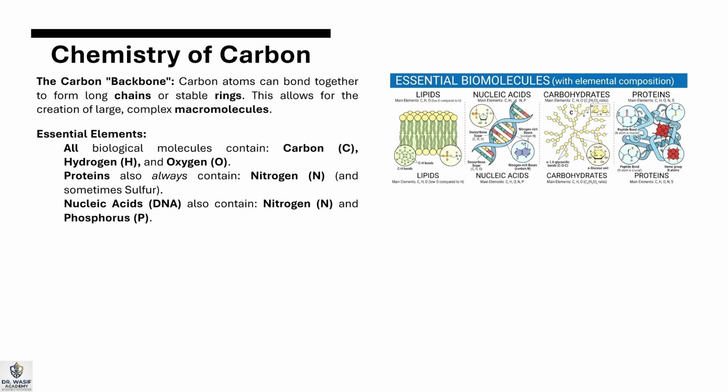But what actually goes into these molecules? There are a few essential elements you need to remember. Every biological molecule contains carbon, hydrogen, and oxygen: C, H, and O. However, as we get more complex, we add more ingredients. If we talk about proteins, they always add nitrogen and sometimes a bit of sulfur. Nucleic acids, like your DNA, add nitrogen and phosphorus.